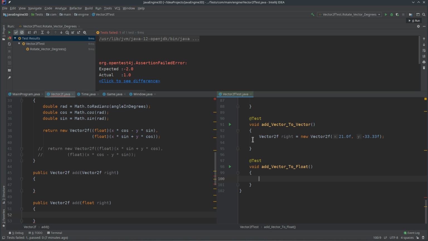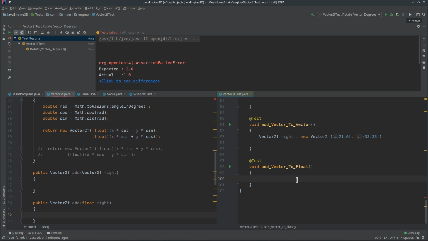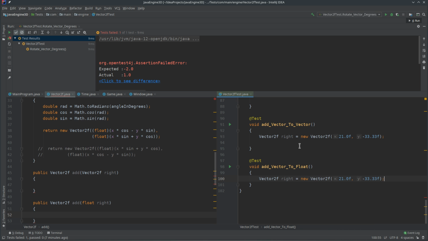So, that's the same. Copy. It's basically the same stuff on these two. Right is a float, though. So no, it's not the same. Forget that. I'm an idiot. Thank God for that.